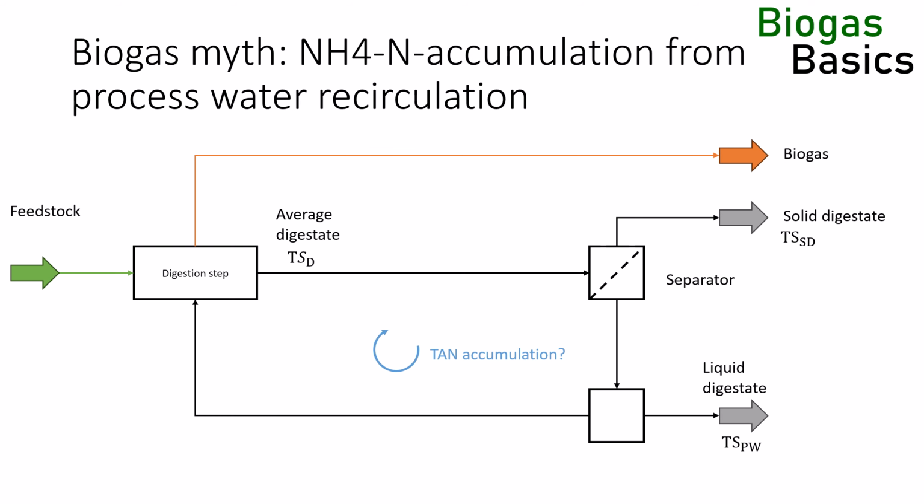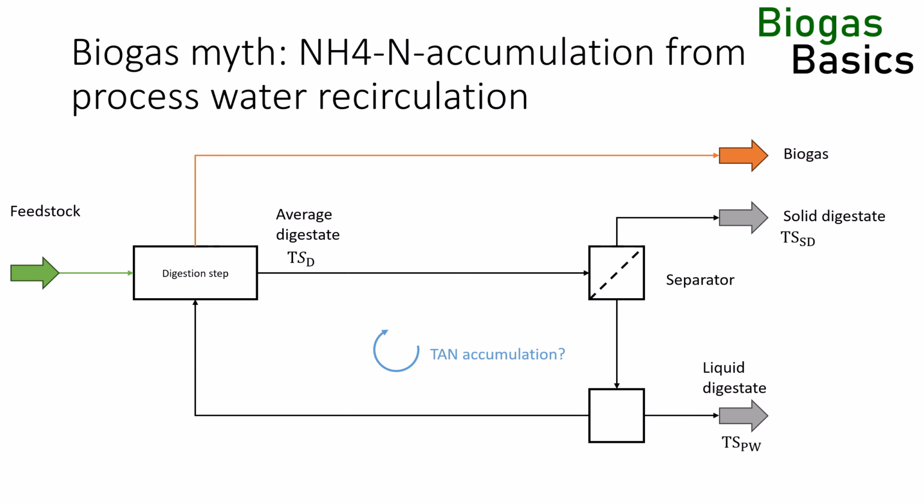At this point I have to address a biogas myth, that the recirculation of process water will lead to an accumulation of total ammonia nitrogen in the digesters. This is not the case, or only to a very small extent. The idea is that process water generated by separation contains total ammonia nitrogen, at the same concentration as in the digestate or even slightly higher, and that by recycling the process water back into the digester, the NH4-N levels increase slowly over time. However, for this to be possible, two things need to happen.